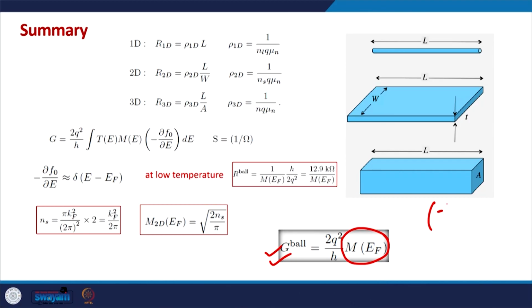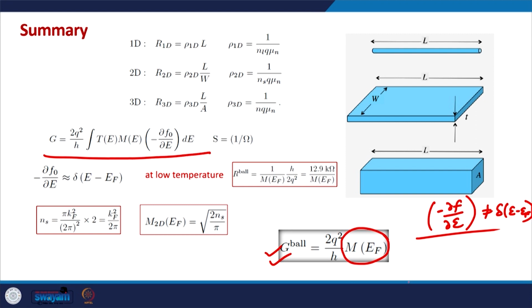Then we started doing calculation for above 0 temperature cases, at room temperature cases. So, at those temperature values we realized that this Fermi window function can no longer be approximated by a delta function, and in this case this integral needs to be evaluated properly, and now this integral also has a derivative with respect to E, which can be converted to derivative with respect to EF.